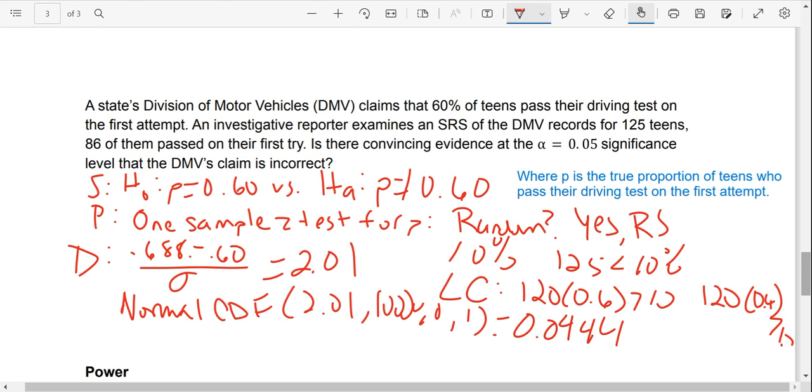Since our p-value is less than alpha, 0.05, that's less than 0.05, right? You agree? Yeah. We reject our null hypothesis because it is very unlikely to be true. So what we're going to say, there is convincing evidence that the true proportion of teens who pass the driving test on their first attempt is different from 0.60. All right.